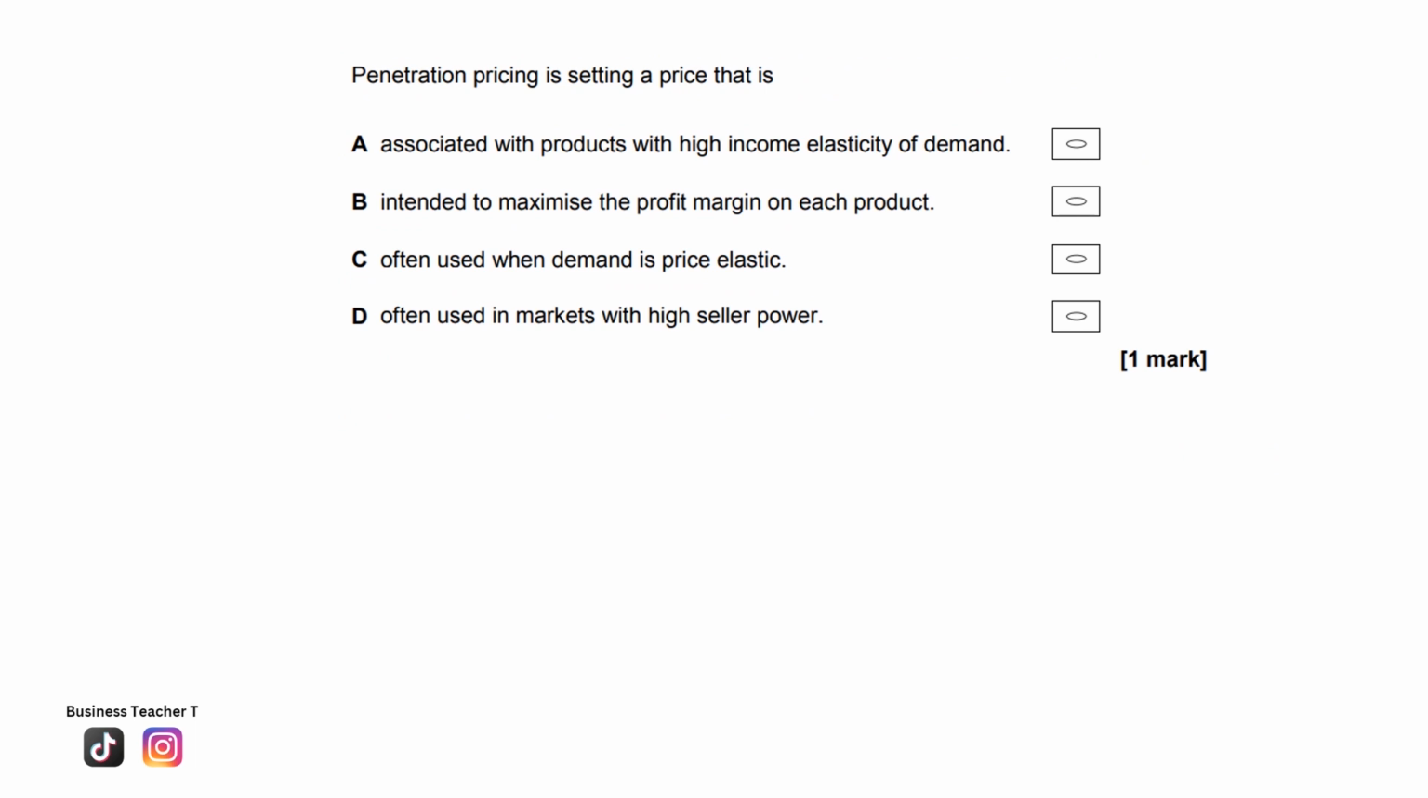Penetration pricing is setting a price that is A. Associated with products with high income elasticity of demand. B. Intended to maximize the profit margin on each product. C. Often used when demand is price elastic. Or D. Often used in markets with high seller power.